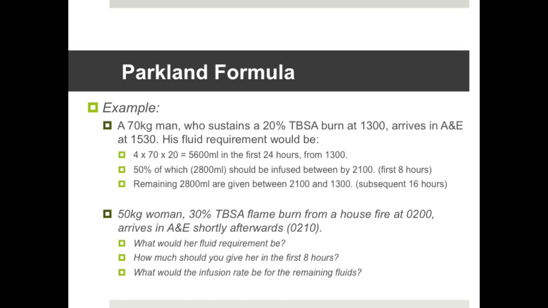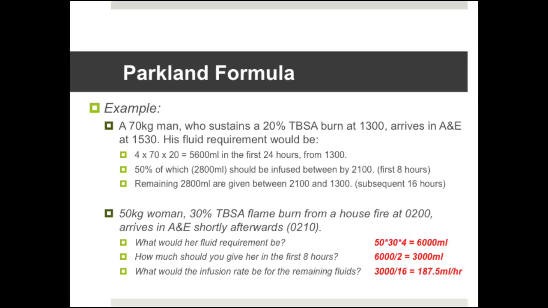So on this slide, there are two scenarios of patients requiring fluid resuscitation. I have calculated the first one and demonstrated my work. Now I'd like you to pause right here and answer the questions set out for the second example. If you got it right, well done. If you haven't, don't worry and have a relook, and hopefully you'll get it right the next time in the exam.